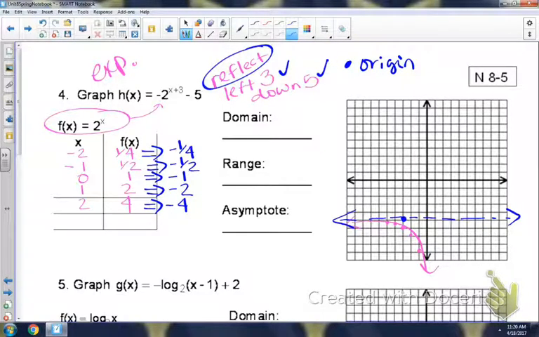Anytime it's a negative in front, it should be decreasing from left to right. So make sure you're checking that. If it's a negative in front, whether it be exponential or log, it should be decreasing from left to right.